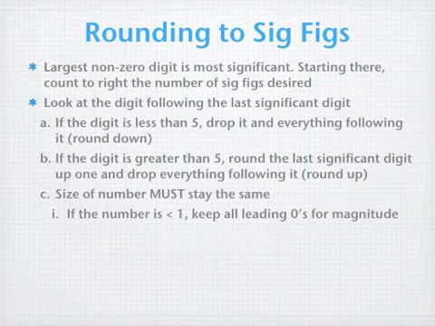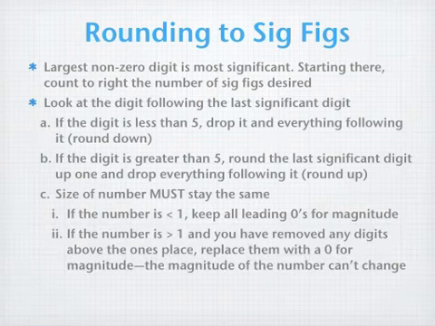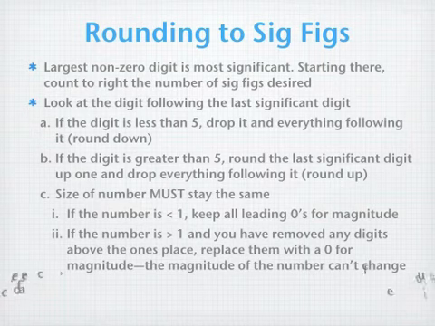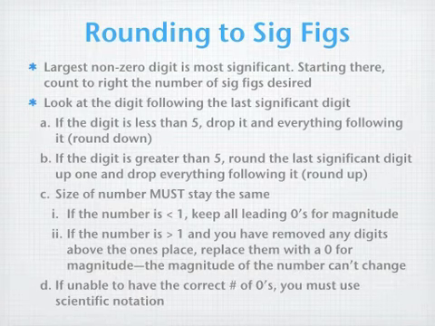If the number is less than 1, then we're going to keep all leading zeros for magnitude. That's all the zeros that come after the decimal point and before the first non-zero digit. If the number is greater than 1 and you have removed any digits above the ones place, this is going to be important, if you don't have a decimal point, then you must replace those digits with a 0 to keep the magnitude. You cannot change the magnitude of the number, and we'll see how this works when we get to some examples. Finally, if you are unable to have the correct number of zeros for your significant figures, you must put the number in scientific notation.